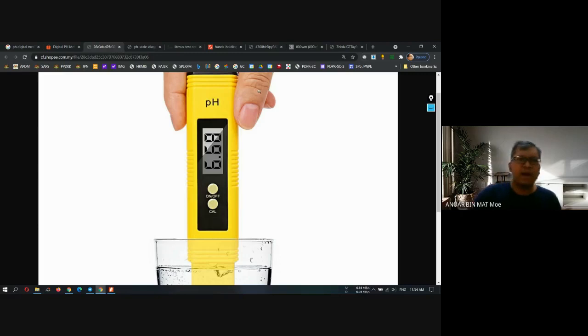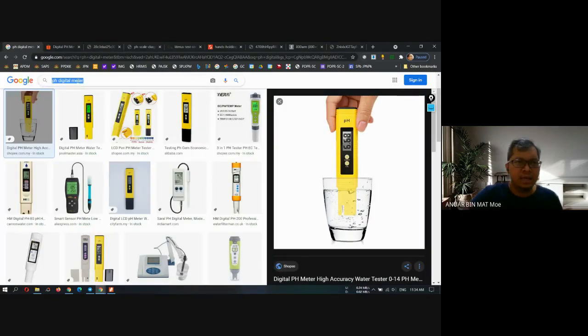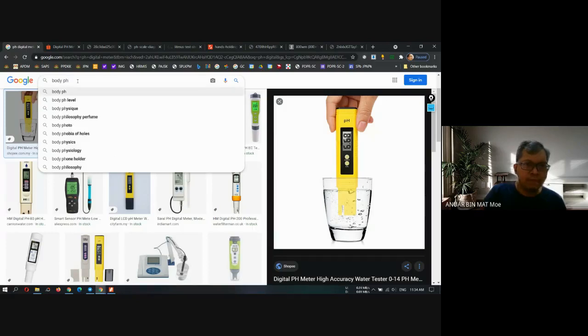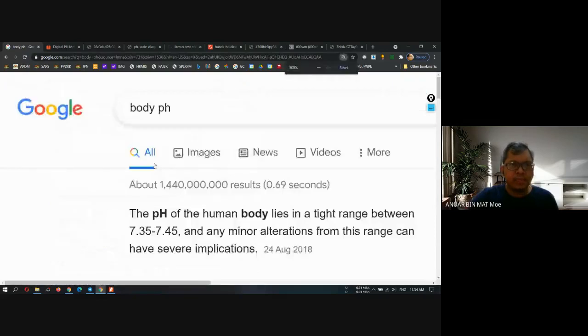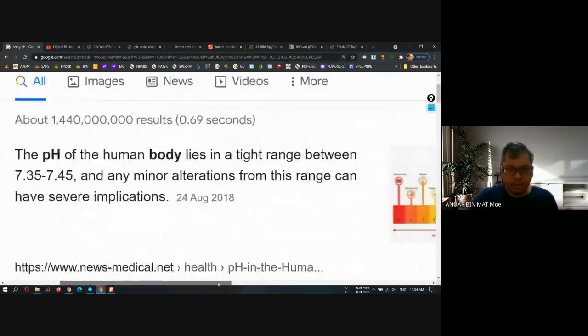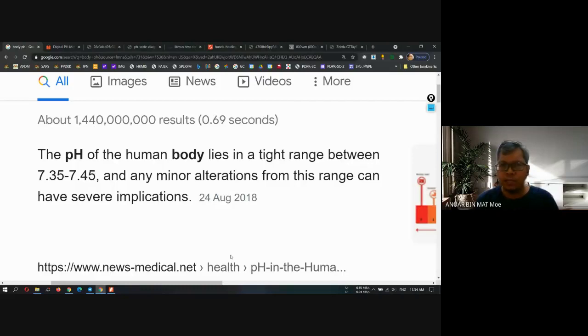Maybe about, if I try to search body pH level. Body pH. Body pH is about, can you see this? The pH of the body lies in a tight range between 7.35 to 7.45, meaning that it is neutral, right? It is not a little bit acidic. It's about 7.35 to 7.45. This is for the pH of the human body.